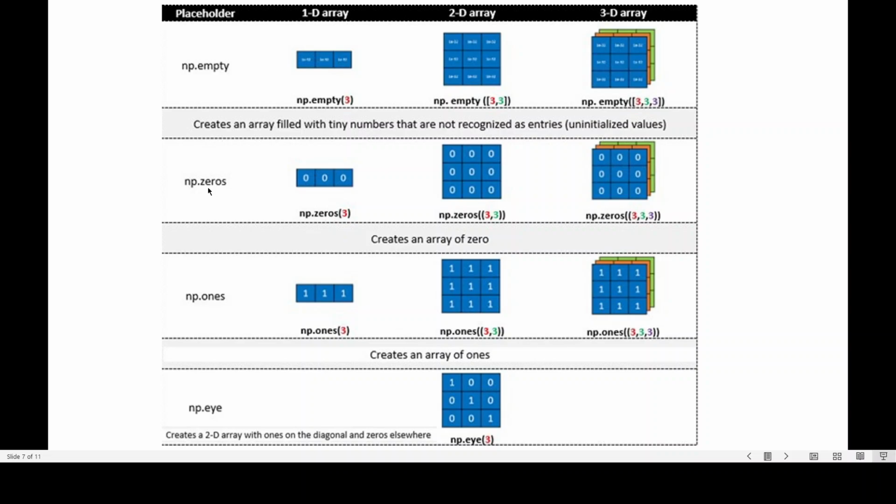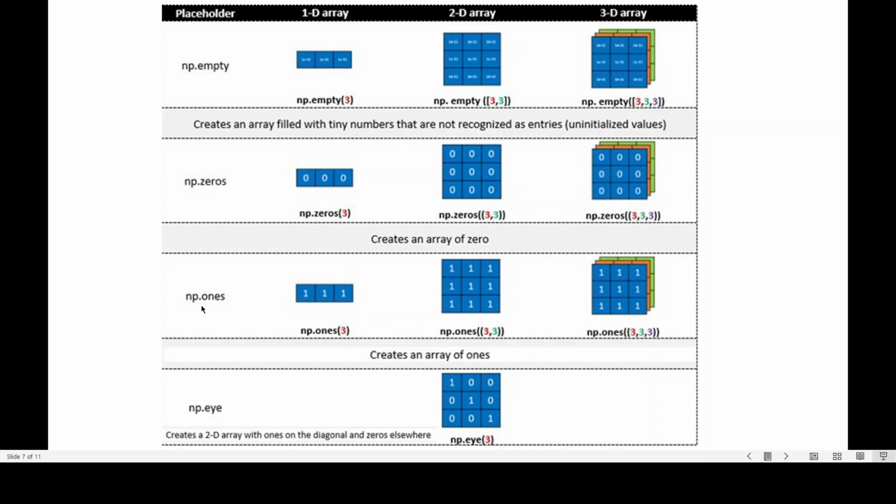So np.zeros() creates arrays filled with 0. See the example here: np.zeros(3) represents a single row containing 3 elements, all filled with 0. If it is np.zeros((3,3)), it will be creating 3 rows and 3 columns all filled with zeros. Then np.zeros((3,3,3)) means 3 blocks of 3 rows and 3 columns, all filled with 0.